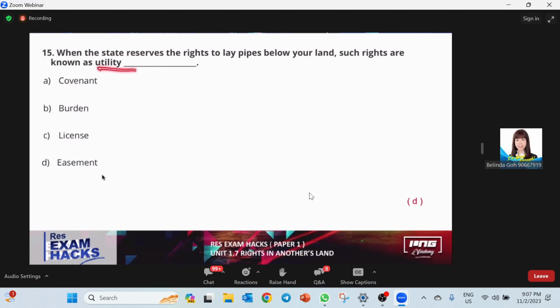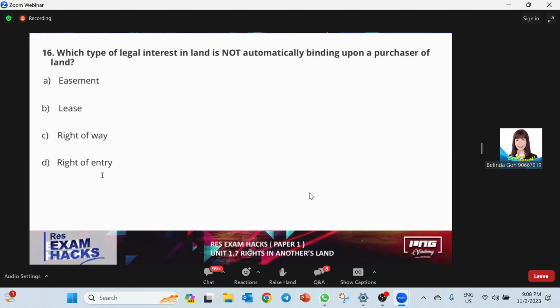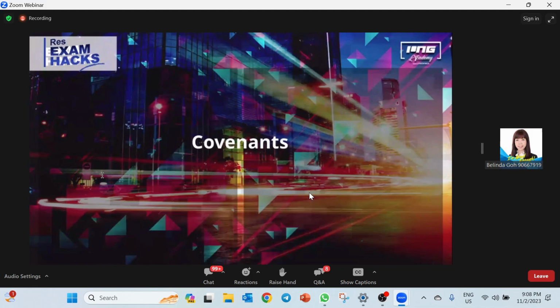Now, question 16. Another easement question, which type of legal interest in land is not automatically binding upon a purchaser of land? What is the answer? Is right of entry. Good. Okay, no more easement already. Enough of easement already. Okay, so you all have to revise on your own on easement.